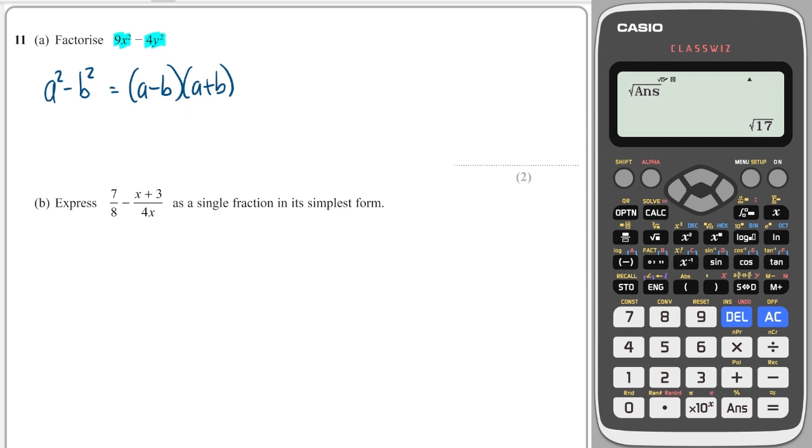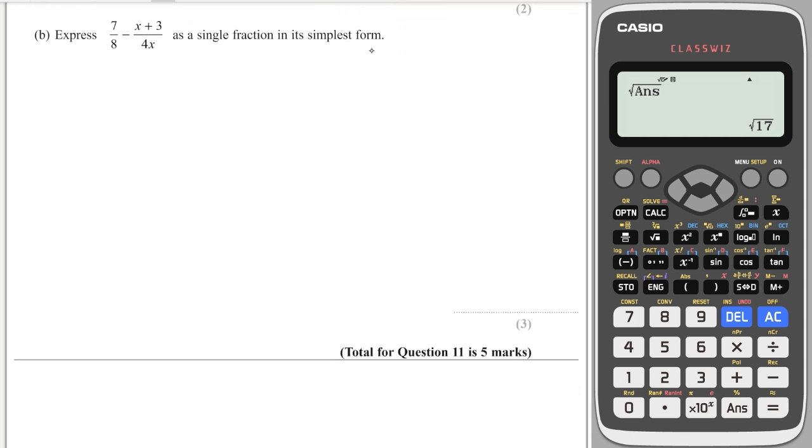So I take the square root of 9x squared, which is just 3x, and I take the square root of 4y squared, which is just 2y, and I subtract them, and then I add them, and I have factorised.